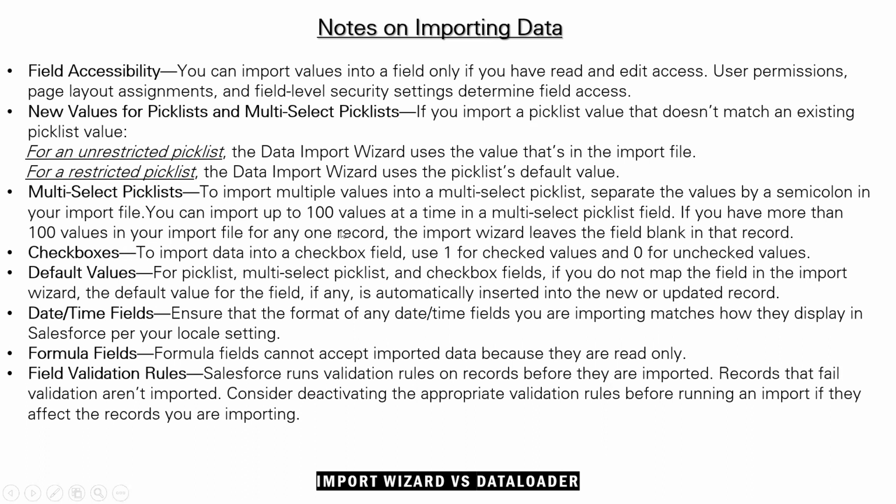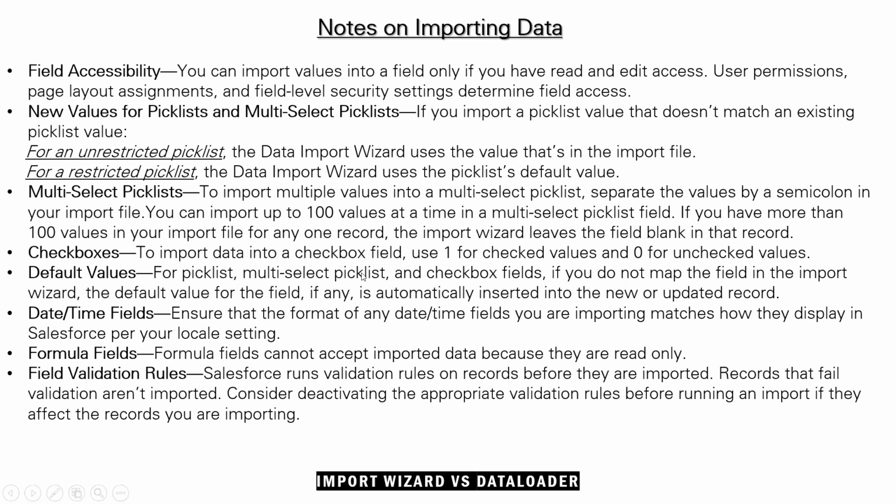You can import up to 100 values at a time in a multi-select pick list. And if you have more than 100 values in your import file for any record, the import wizard leaves the field blank in that record. I think that's self-explanatory. Checkboxes.